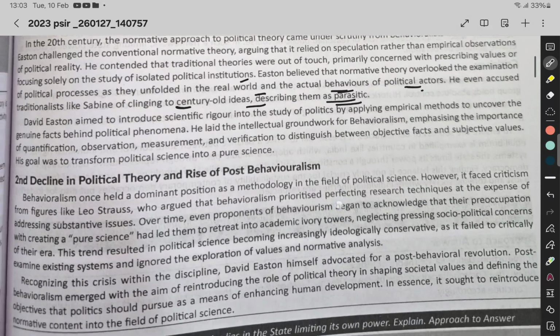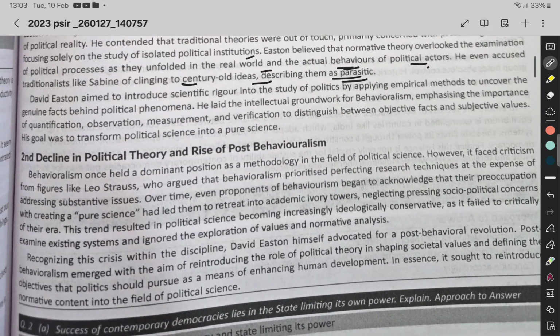Second, decline of political theory and rise of behavioralism. Behavioralism once held a dominant position as a methodology in the field of political science. However, it faced criticism from figures like Leo Strauss, who argued that behavioralism prioritized perfecting research technique at the expense of addressing substantive issues. Over time, even proponents of behavioralism began to acknowledge that their preoccupation with creating a pure science led them to retreat into an academic ivory tower, neglecting the pressing socio-political concerns of the era.